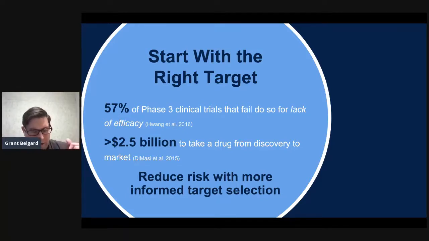I don't want it to come across that bioinformatics is some kind of panacea for biotech or for target identification. But there are elements of the target identification process that could be improved.